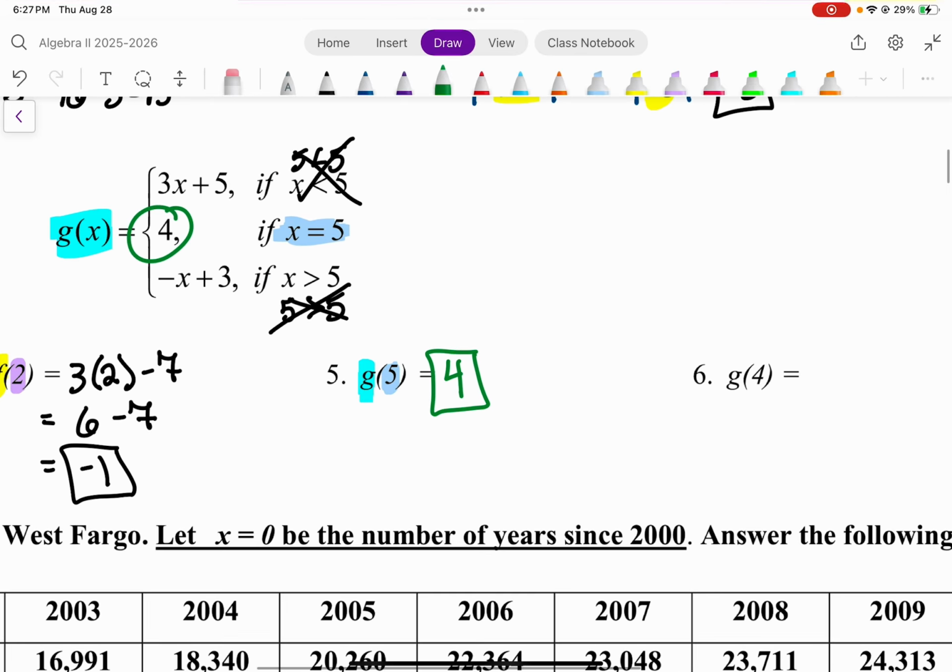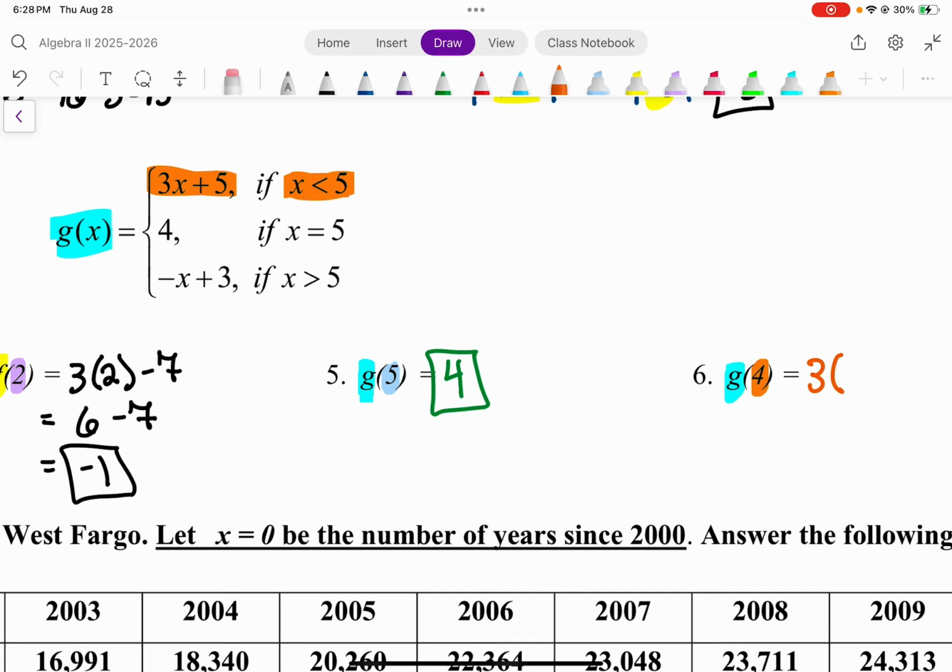Then there is one more g function that we need to evaluate, and that is going to be for g of positive 4. So if we look, 4 is less than 5, which means we're going to end up using this top part of the function because 4 is less than 5. So we'll plug 4 into the 3x plus 5. So 3 times 4 plus 5. 3 times 4 is 12. 12 plus 5 is going to be 17. So g of 4 equals 17.